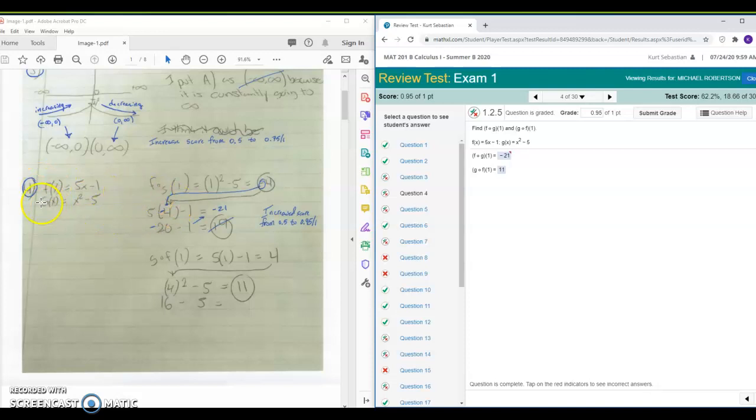Okay, so on number 4, you just made a silly sign mistake. This was -4, f of g of 1. In other words, you did g of 1 first, which is correct. You got -4, but then you put in +4 down here. Oh, crap. Okay, that's easy, though. Your score went from 0.5 to 0.95 out of 1.